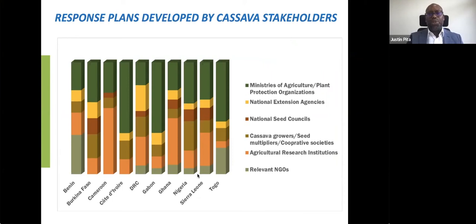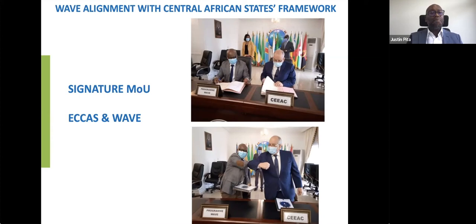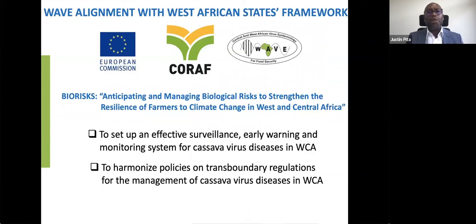Just to say that it is not about working by ourselves, but working with all the relevant stakeholders: ministries of agriculture, national extension agencies, national seed councils, cassava growers, agricultural research institutions, and relevant NGOs. We've understood the need to formally align with the regional framework. For example, we have signed MOUs with the Economic Community of Central African States. We are also working with CORAF, which is the technical arm of ECOWAS for agriculture. We are even implementing a project called BioRisk with CORAF. This one is funded by the European Union.